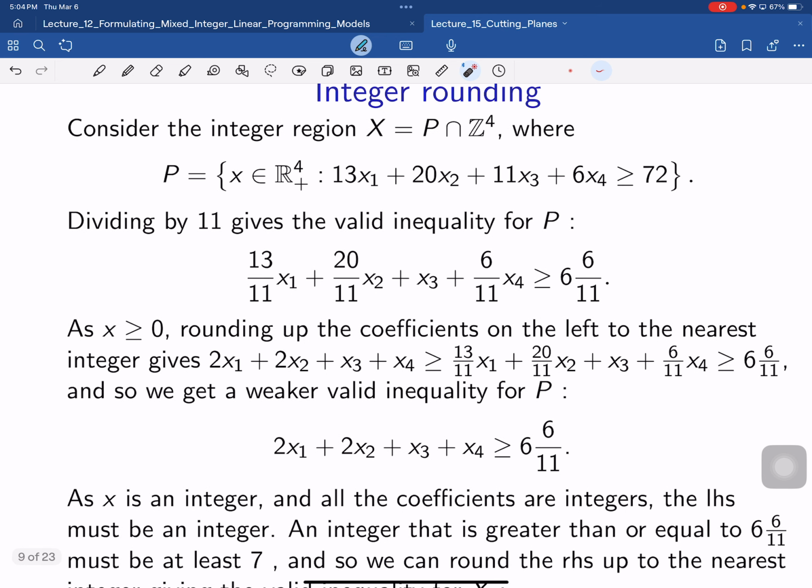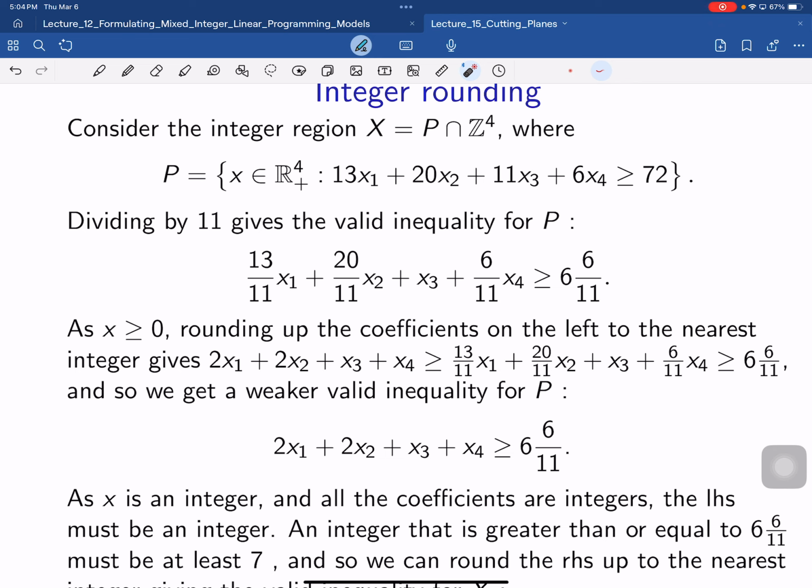So let's say we divide it by 11. Since all the x are non-negative, if I round up all these numbers, and this is a greater than or equal to 0 inequality, if I round up all the numbers on the left-hand side, this inequality is still valid.